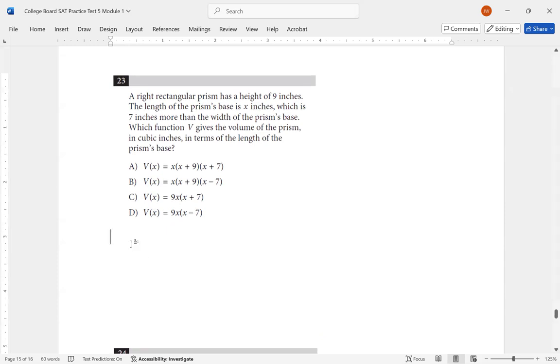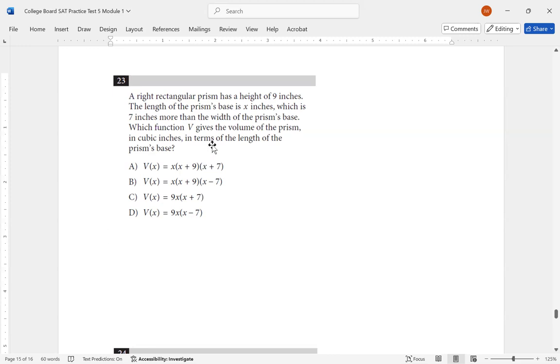Question 23 says a right rectangular prism has a height of 9 inches. The length of the prism's base is x inches, which is 7 inches more than the width of the prism's base. Which function V gives the volume of the prism in cubic inches in terms of the length of the prism's base?